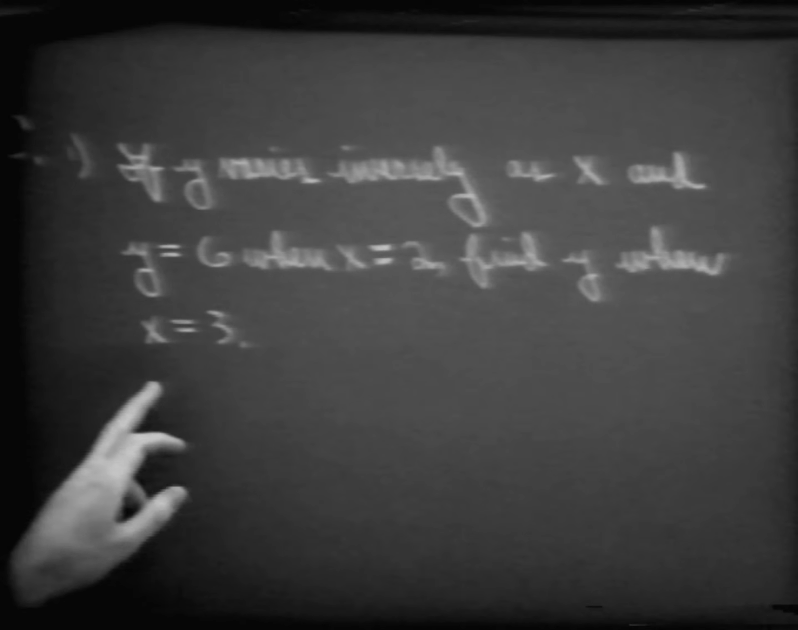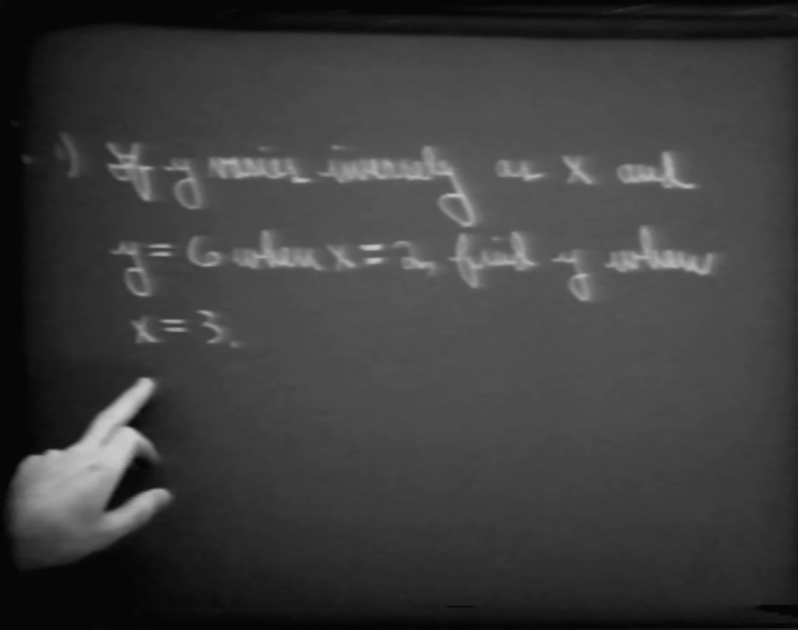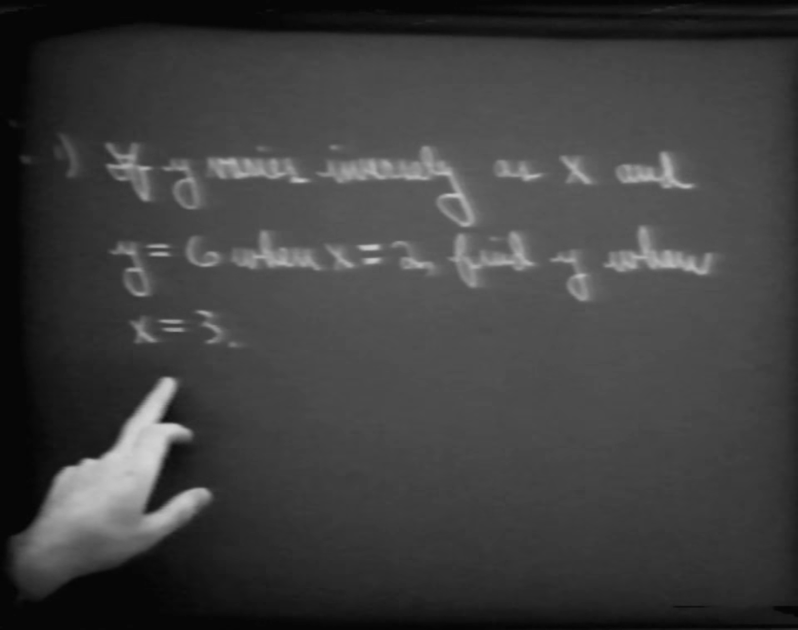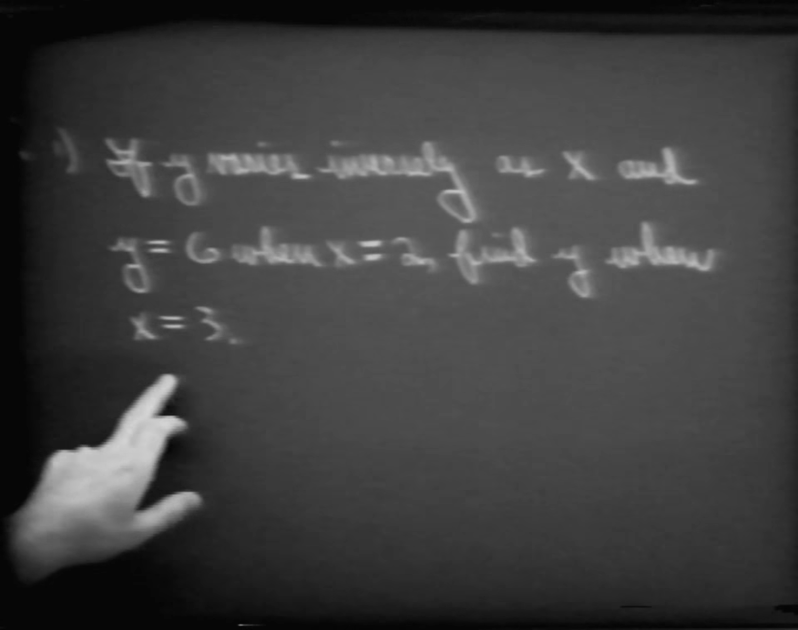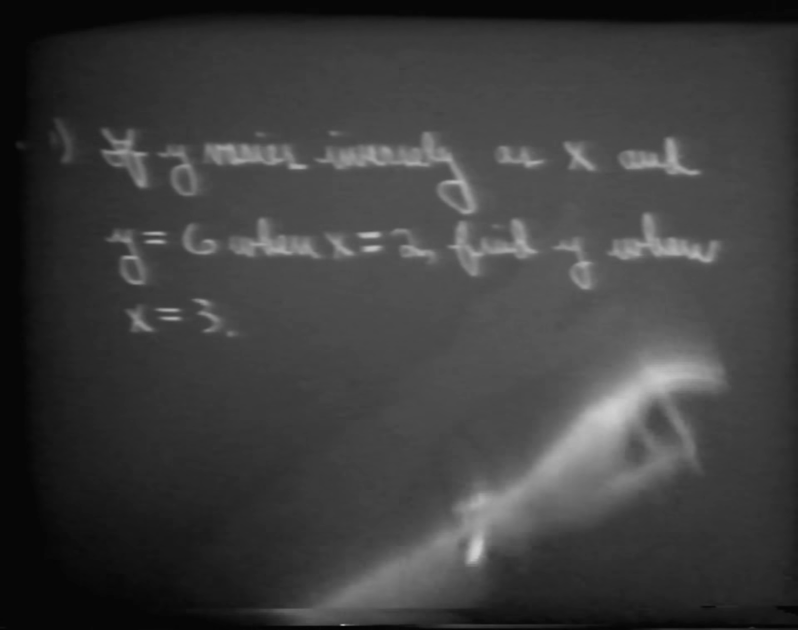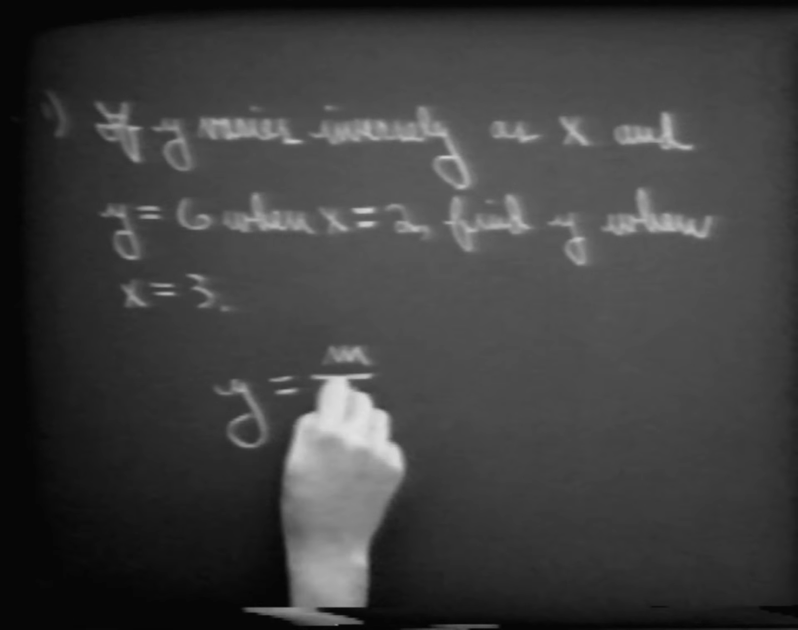Suppose we had a situation in which y varies inversely as x, and y equals 6 when x equals 2, find y when x equals 3. A very simple little problem here. Again, if y varies inversely as x, as soon as we read that, give me a sentence which will interpret that English sentence. Ron says, y is equal to m over x.